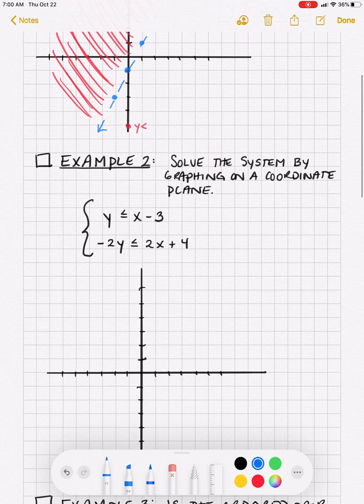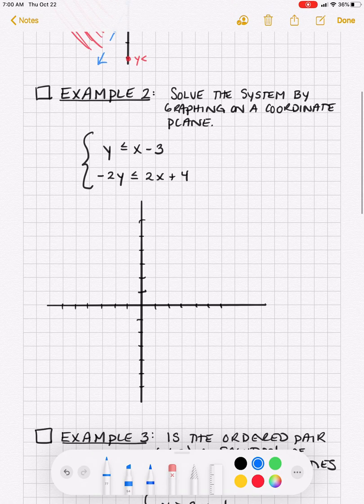Let's move on to example 2. Now, what we're doing in example 2 is we're going to solve a system of inequalities. So our first inequality right here is y is less than or equal to x minus 3. Well, this inequality, we need to divide everything by negative 2. And so what's going to happen is y is going to be greater than or equal to, okay, we're going to flip the inequality, negative x minus 2, once I divide each of those terms.